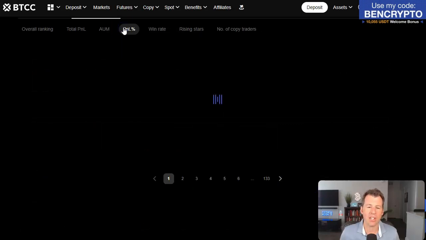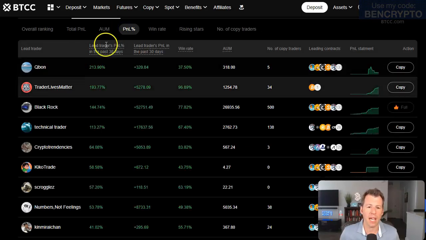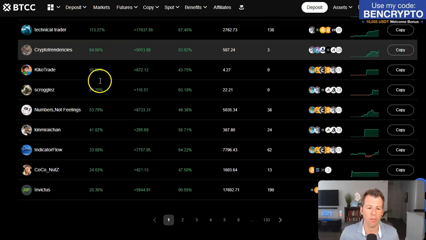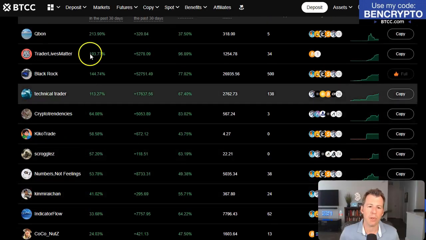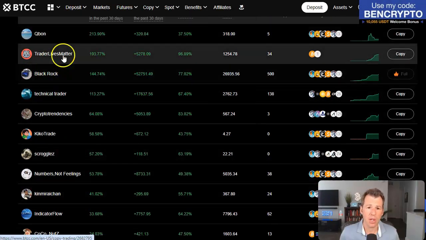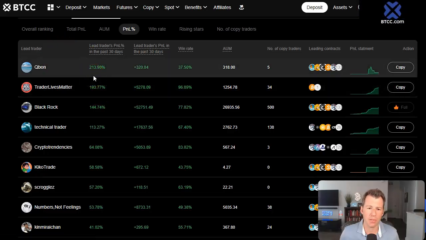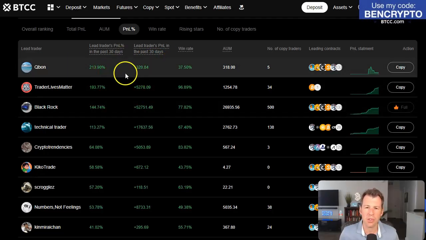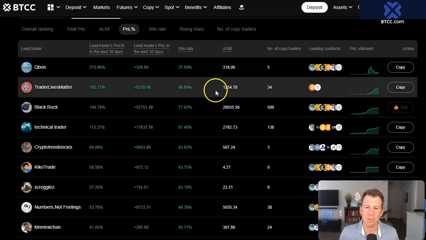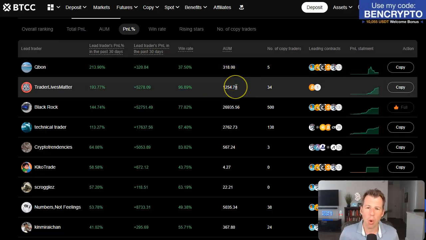Now, P&L percentage, this is a good one. So the P&L in the last 30 days of each of their portfolio, on page 1, ranges from 20% to 213%. So yeah, we want to look at these two top traders, 193%, 213%, but it doesn't really equate to that much money. It only equates to an increase of $320 for one person's portfolio and $5,000 for the other person's portfolio, and their assets under management are less than $1,200. So we don't want those two people.